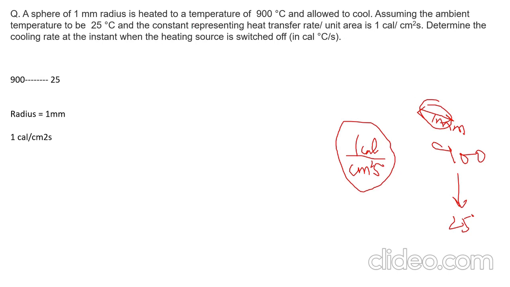So you have to determine the cooling rate at the instant when the heating source is switched off. So you have to determine what will be the cooling rate in calorie per degree Celsius per second. So you can try this, we'll wait for 2 minutes. You can try it, then you will solve it.